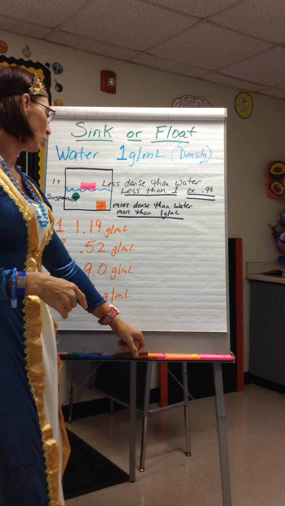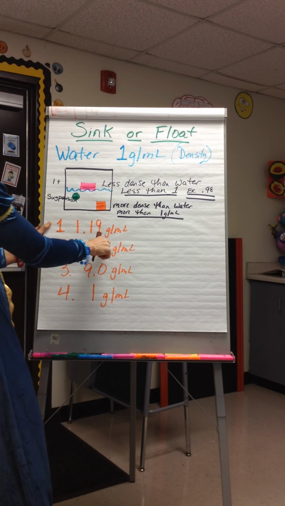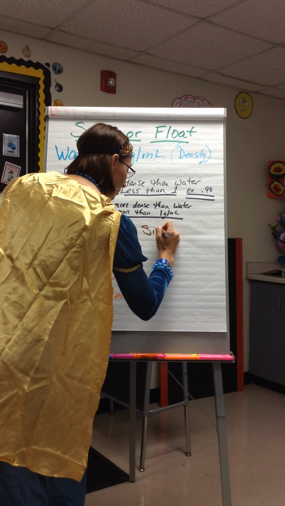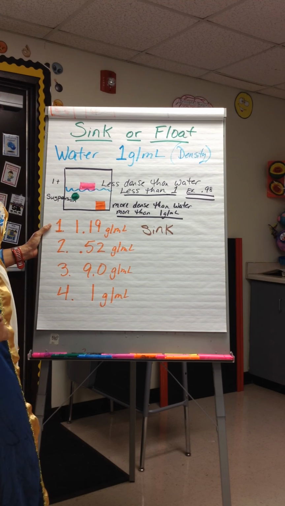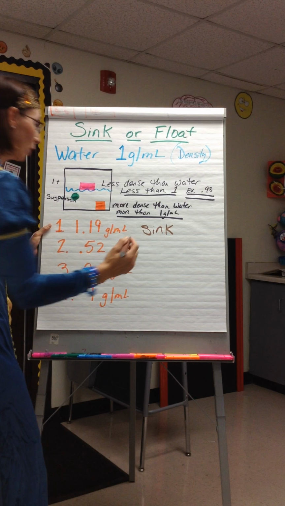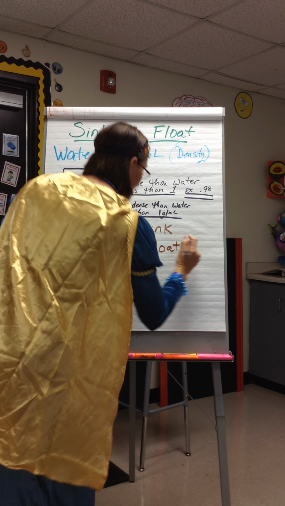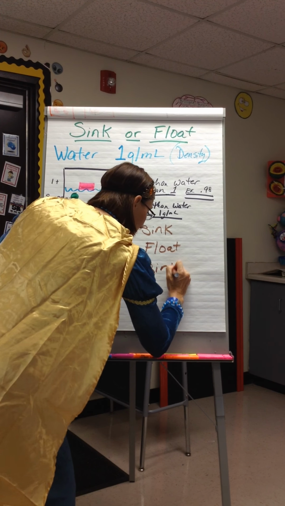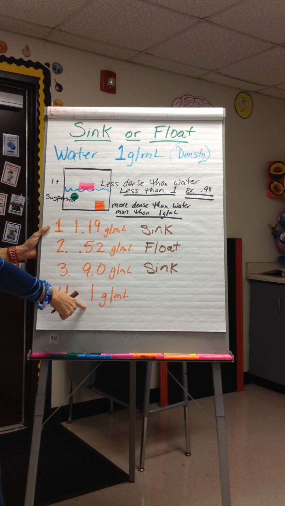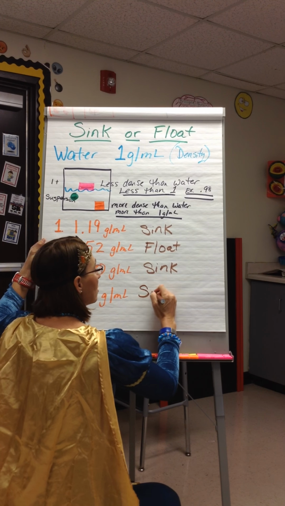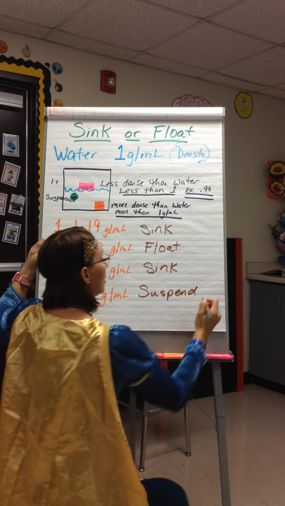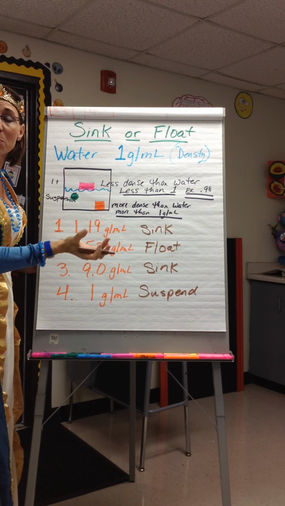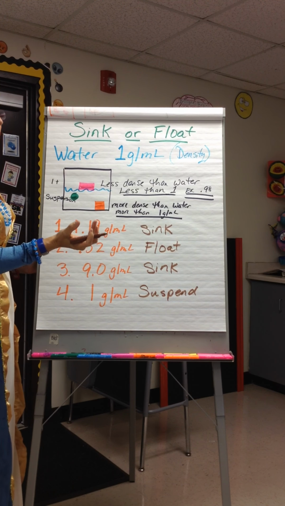Okay, so what would number 1 be? Sink or float? Sink. It's more than 1. What would number 2 be? Is it more than 1? Float. It's less than 1. What would number 3 be? Sink. What do you think this one would be? Suspension. It's the same as water, so it's going to suspend in water. Remember the bowling balls? Some of them suspended. It was the exact same density as water.